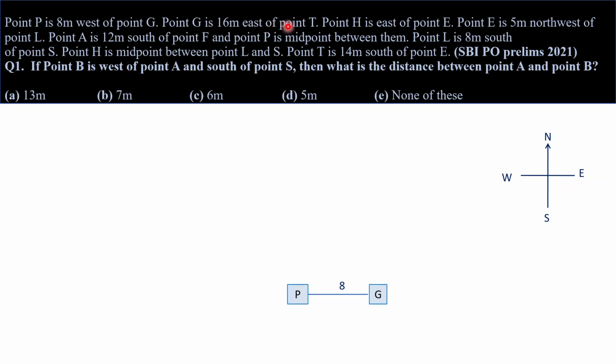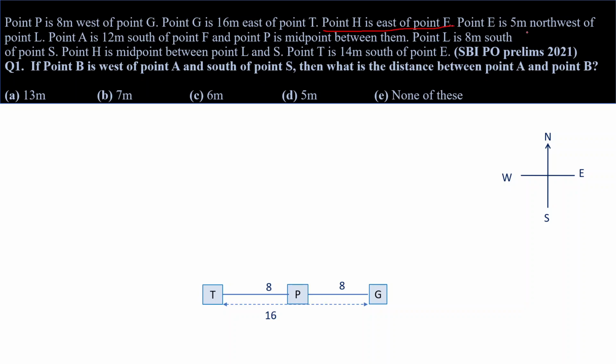Point G is 16 meter east of point T. Okay, so we got this. As you can see, the distance between T and G is 16 meters and the distance between P and G is 8 meters, which means the distance between T and P is 8 meters. Now, point H is east of point E. So, we neither have point H nor point E. So, I'm going to underline this so that we'll come back to this point later.